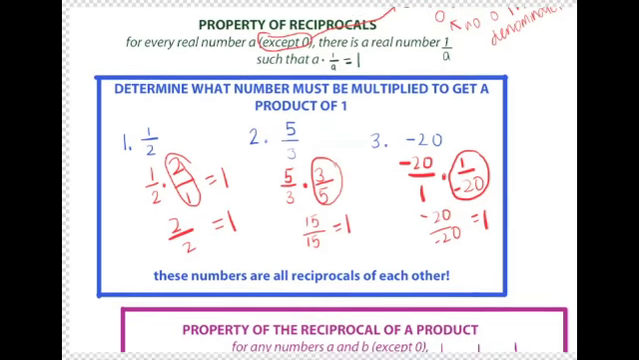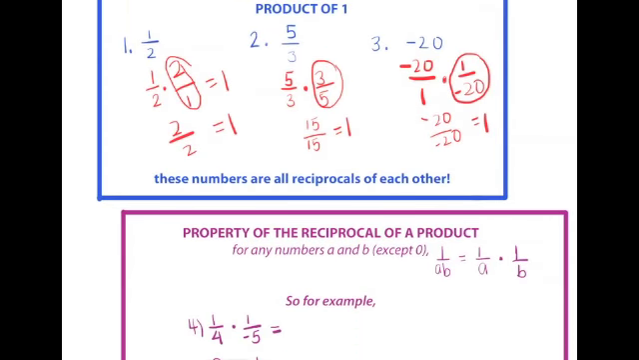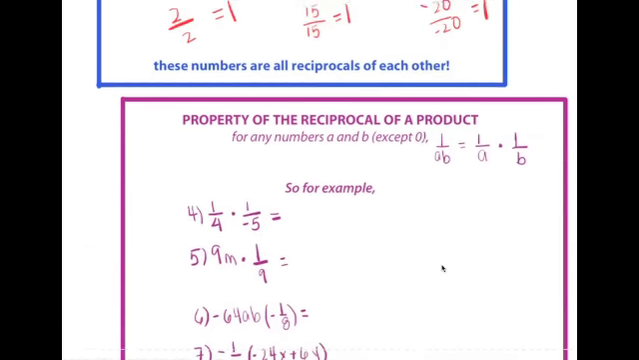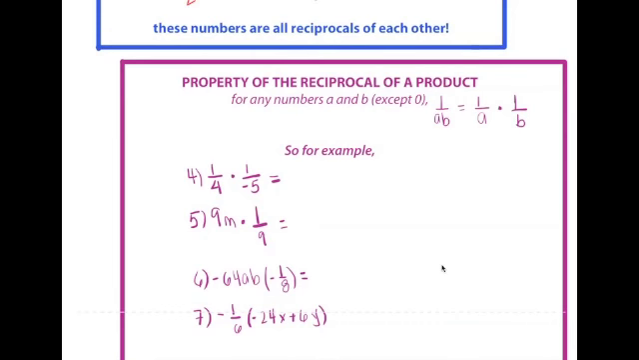Now we have this thing called the property of the reciprocal of a product, and that can be stated right here. So the property of the reciprocal of a product for any numbers a and b, again except 0 because we can't have 0, remember, on the bottom of the fractions. So for any numbers a and b except 0, you can basically split it up like this. So if you have two things being multiplied together, you just combine, again, what we just talked about: multiply the tops together to get the top, multiply the bottoms together to get the bottom. And so in number 4, 5, 6, and 7, this is what we have.